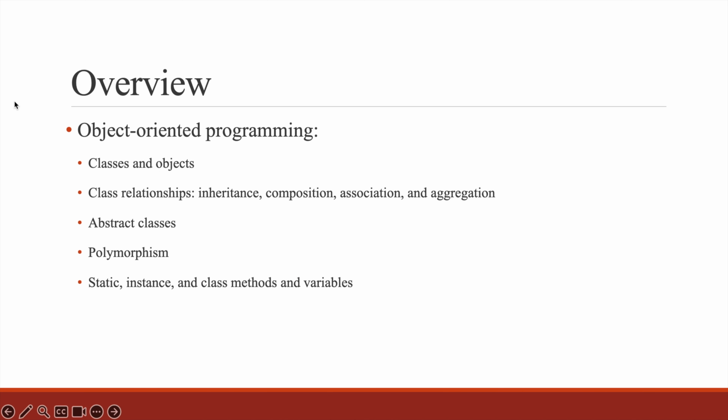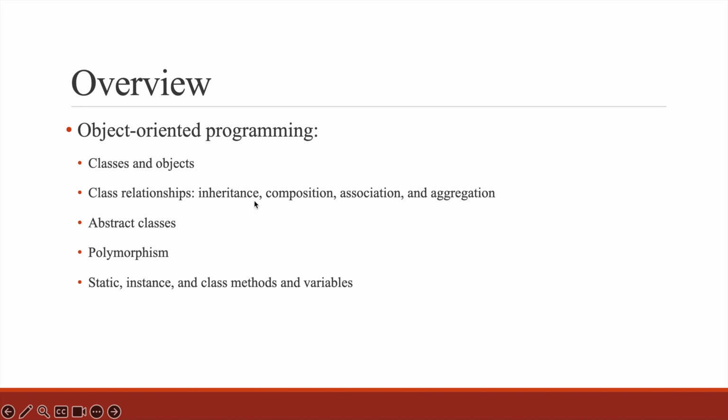So we'll start the chapter by discussing object-oriented programming, what it means, and how we can implement it in Python. We'll start by discussing classes, how we can define them, how we can create objects of those classes, and then what if we have multiple classes? What kinds of relationships can we create between them?